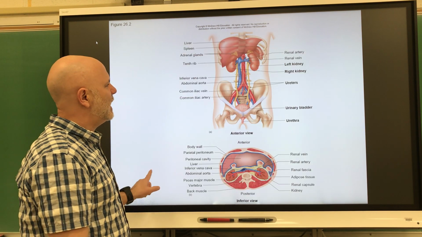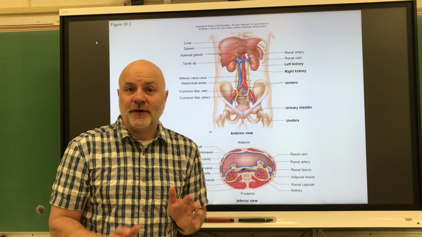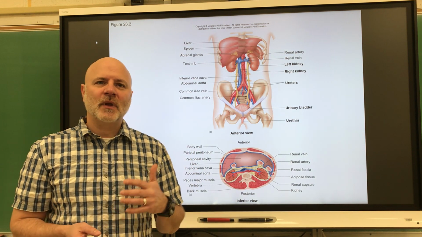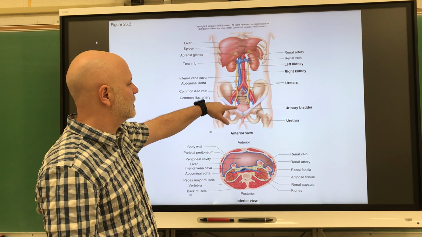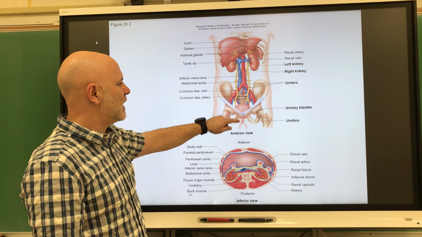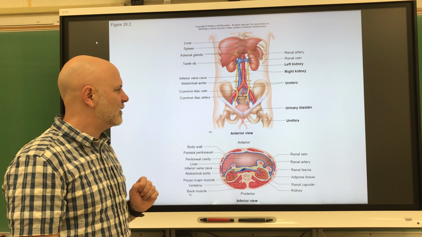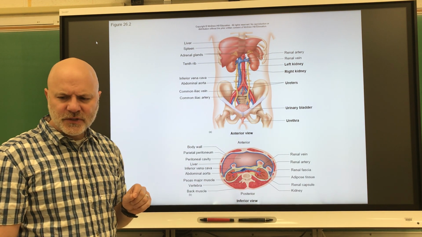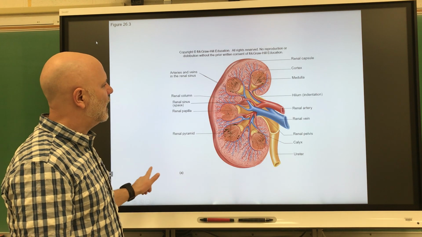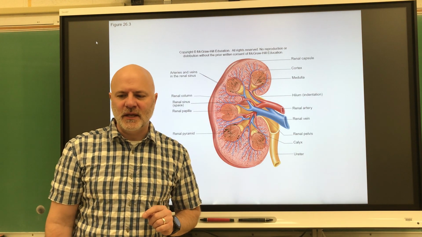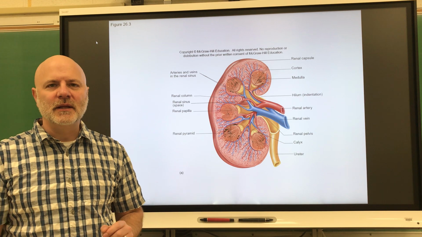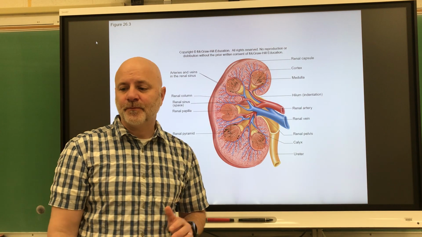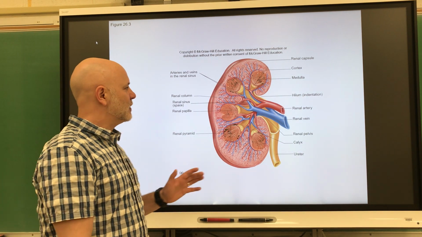Most of these functions are actually done by the kidney. The ureter transports urine to the urinary bladder, which will store that urine and then move that urine out of there through the urethra. So let's look at the anatomy of the kidney, because that's the most important organ in this urinary system. Let's look at external anatomy first.